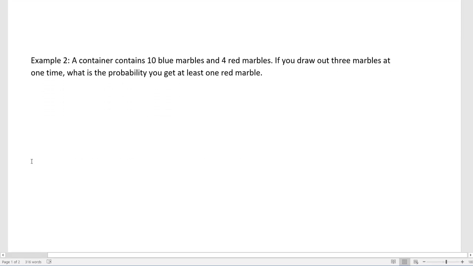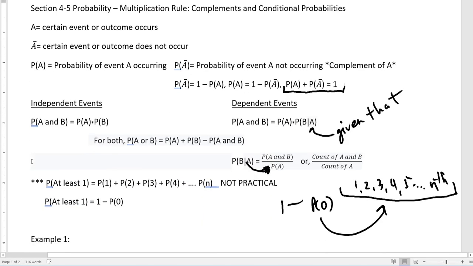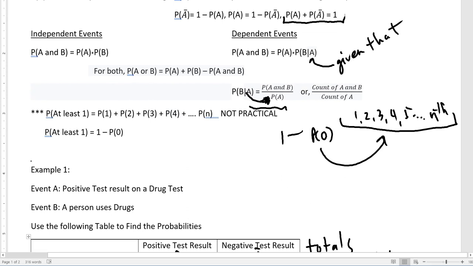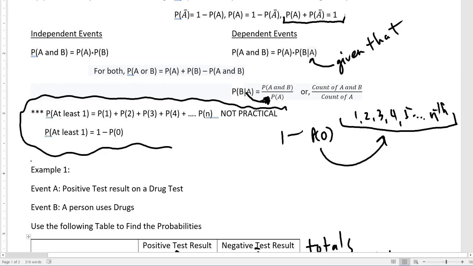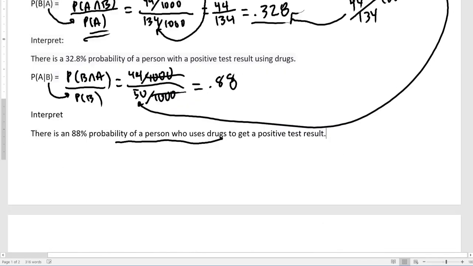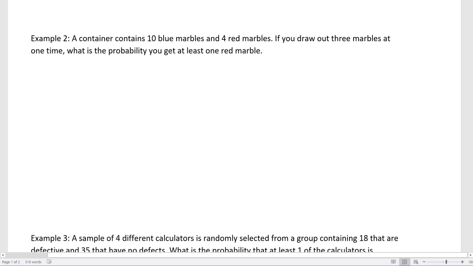Let's look at this part right here, which is what we're going to look at next, the at least one. A container contains 10 blue marbles, 4 red. If you draw out 3 marbles at one time, what's the probability you get at least 1 red marble? Okay. Well, we are drawing out 3 marbles.